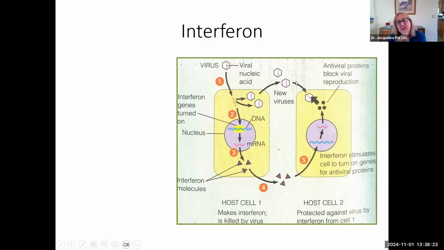And so when a virus comes to this second cell that has already bound to interferon, the antiviral proteins will block that virus from reproducing. Now, if that virus is already there before the interferon blocks, it can't do anything, but the interferon is there first before the virus gets there. Then that second cell is protected against the virus by the interferon.